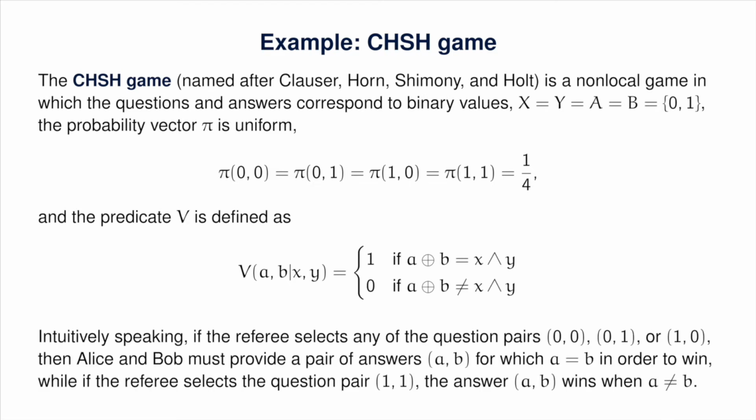That is, if the referee asks any of the question pairs 0,0, 0,1, or 1,0, then Alice and Bob win if their answers are the same, and if the referee asks the question pair 1,1, then Alice and Bob win if their answers are different.